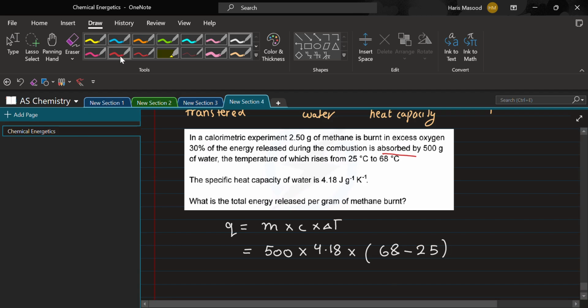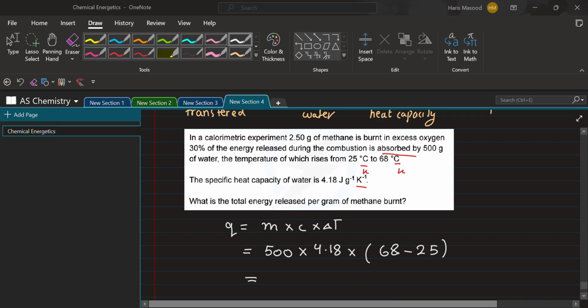Okay, now remember, although the unit is Kelvin for temperature, the difference is always the same. If you convert these two to Kelvin and then subtract, you will get the same answer. So either you do the difference in Celsius or Kelvin, it doesn't matter. Now if we calculate the Q value, it gives us, I think, 89.